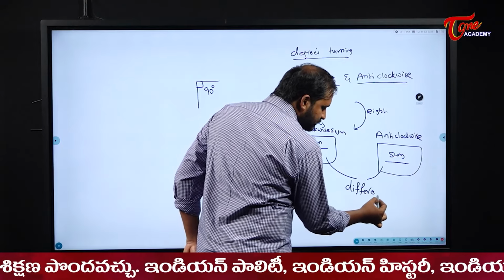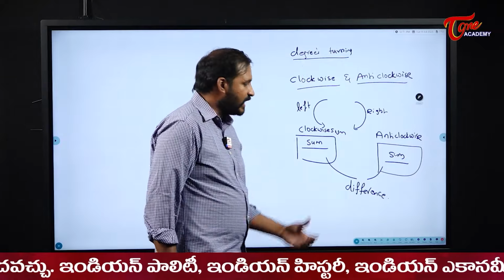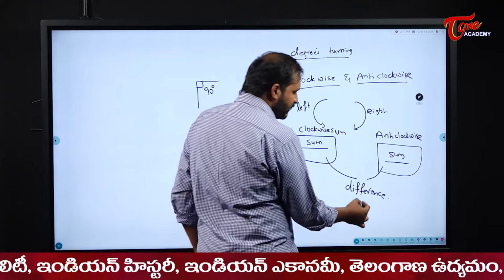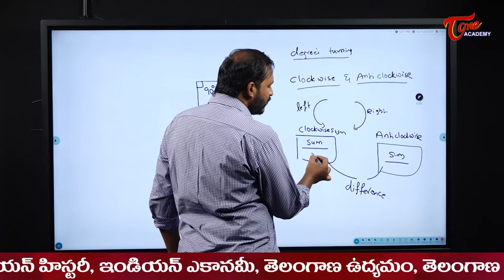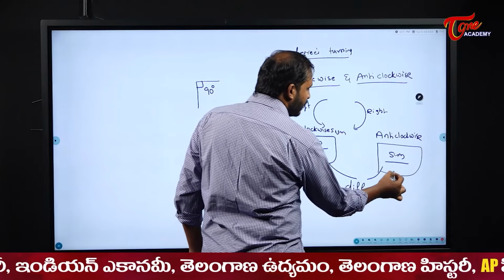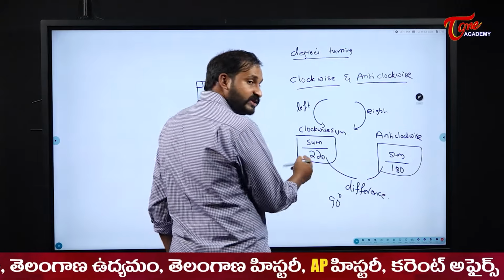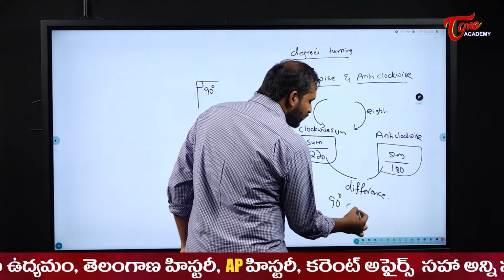Observe the difference. Whichever sum is more, if clockwise is more, then take the difference. For example, you got here some 270 and here you got some 180. So the difference is what? 90. And which one is more? Clockwise is more, right? So 90 degrees clockwise.